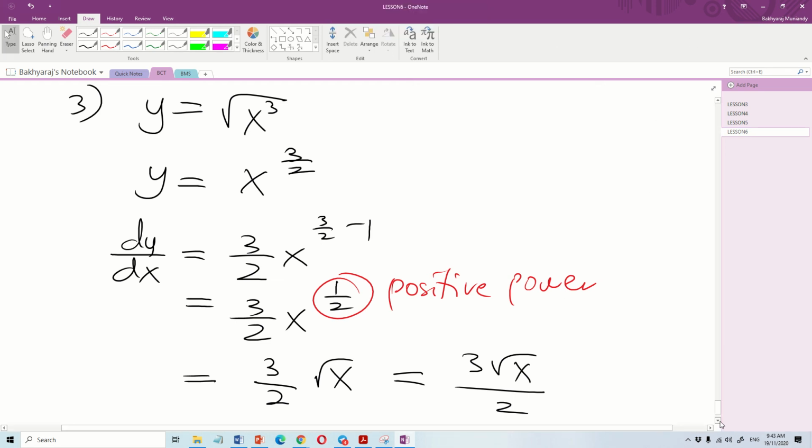Okay, so 1 over 2 is positive power. So I put it on top, right? So I put it as a numerator. Saya tak letak dekat denominator, right? Okay, careful when you are doing the square root.